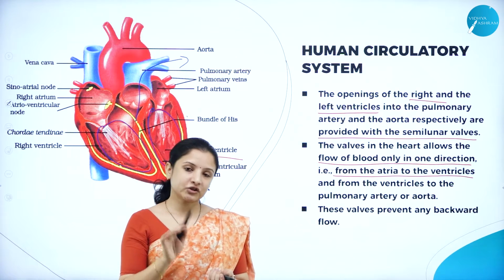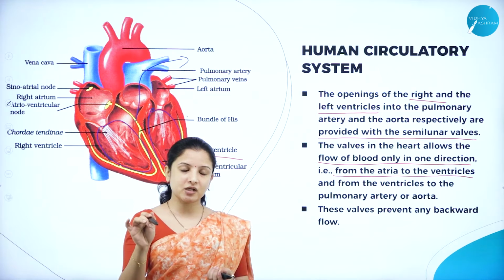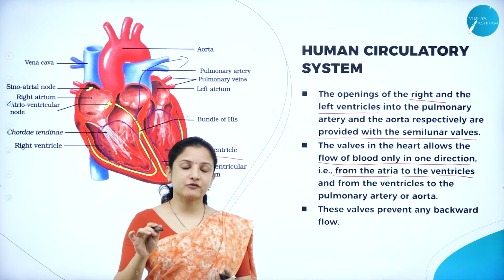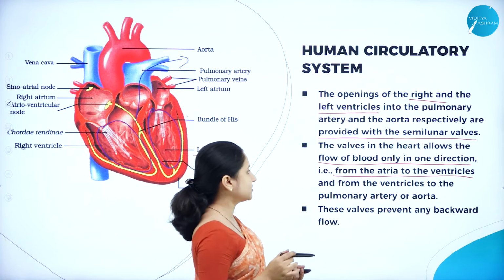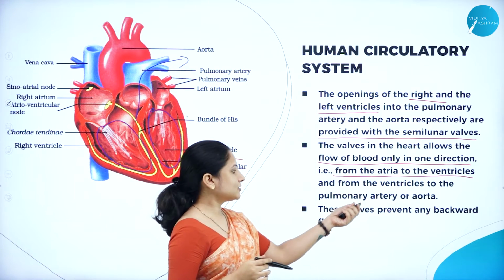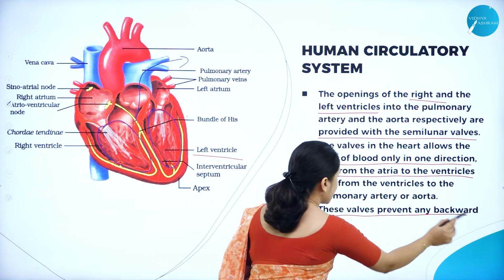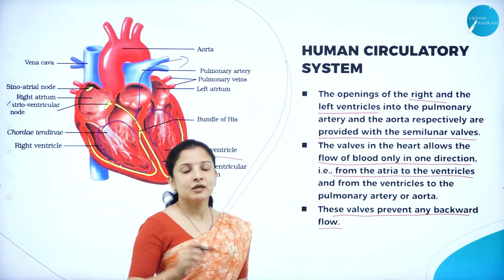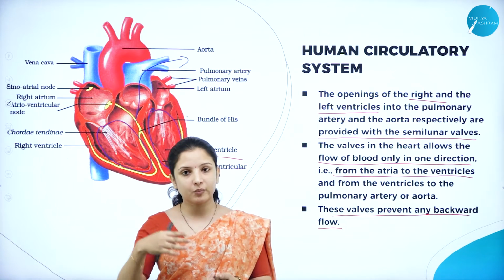How? The oxygenated blood should flow from the left atria to the left ventricle, and the deoxygenated blood should flow from the right ventricle to the right atria. So that is how it has to occur. Therefore, that is why these walls are present. These walls prevent any backward flow, so that the blood flows only in one direction. Blood flow should not become backwards.